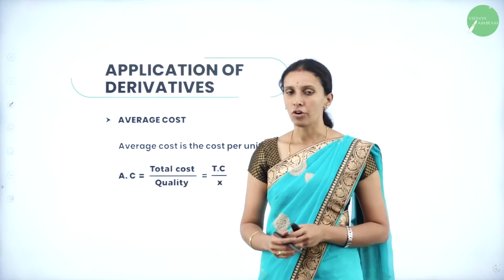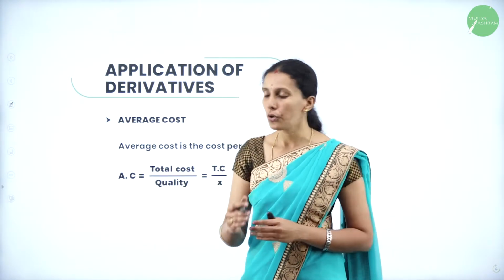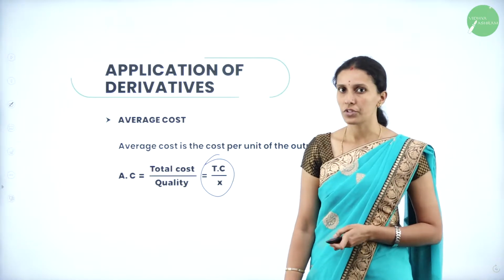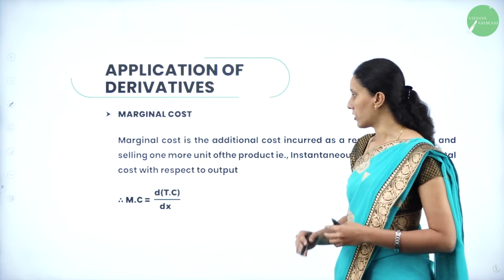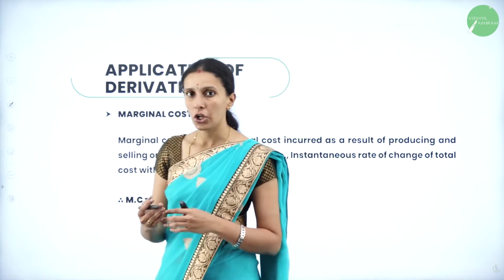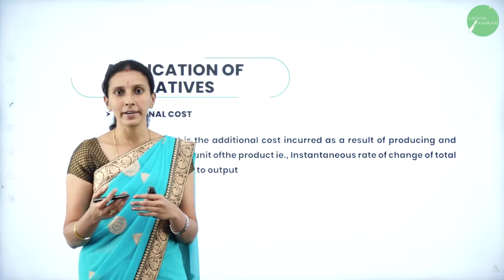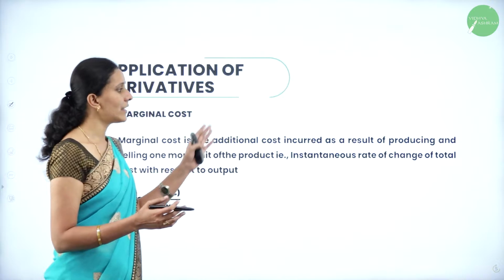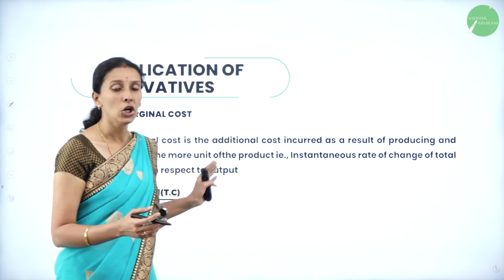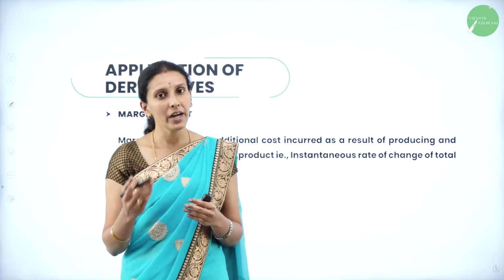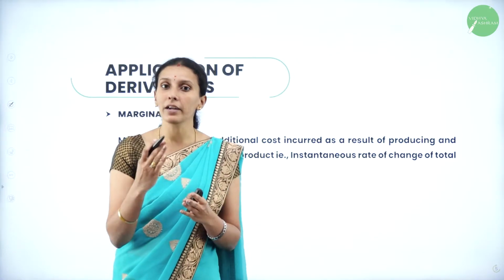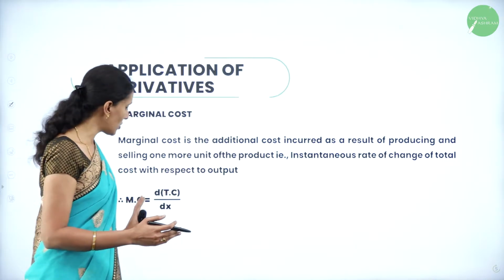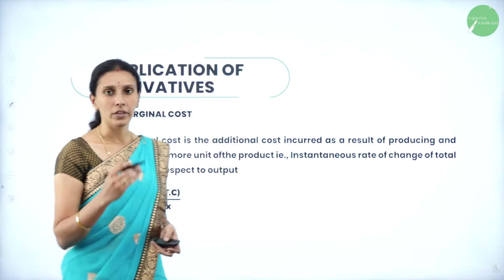Next is average cost. Average cost is always the total cost divided by the number of quantity or number of outputs. Next, the marginal cost. Marginal cost is the additional cost charged when one quantity of product is produced per unit. So it is always the instantaneous change in the total cost. We have already learnt in rate measure that instantaneous change is nothing but d by dx. So here it is the change in total cost. Therefore marginal cost is d by dx of the total cost.